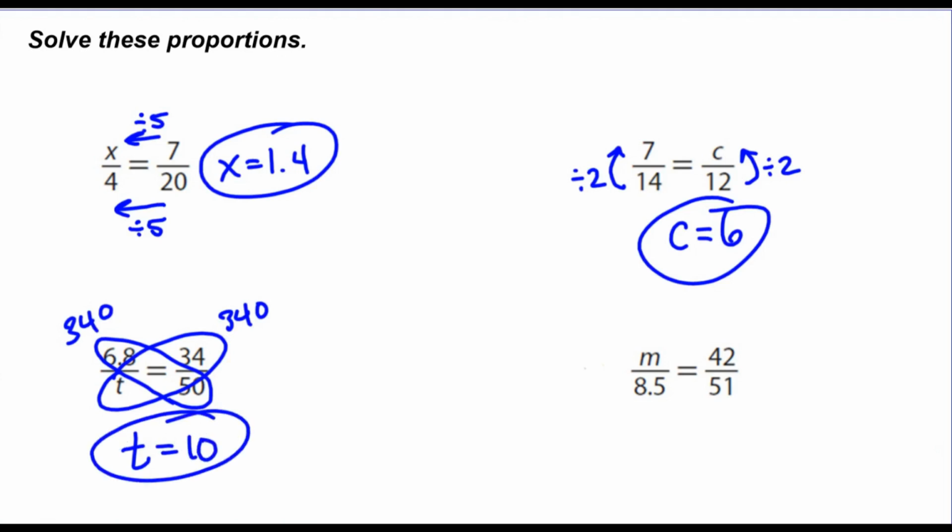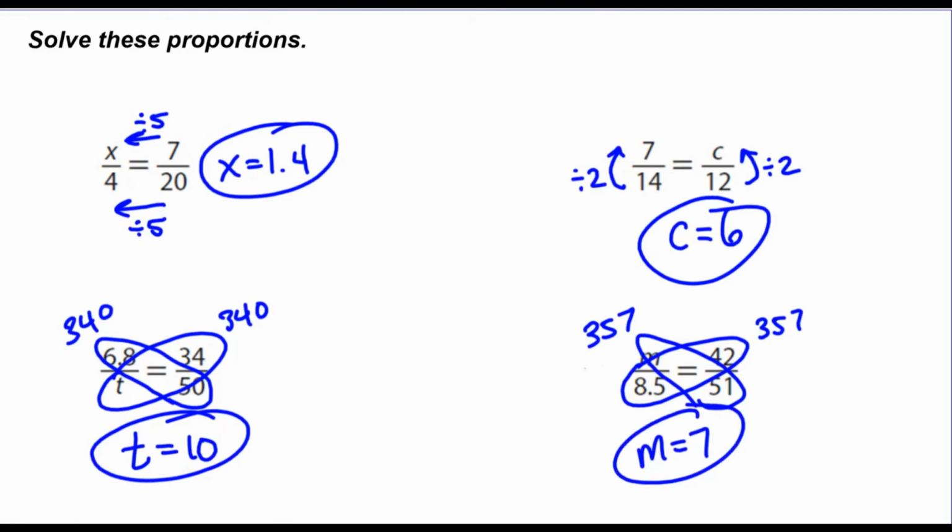And then finally, again, here there is a horizontal relationship here, but again, a decimal is present, so probably use the cross products. 8.5 times 42 is 357. That means 51 times m has to be 357 as well. So 357 divided by 51 will tell me what m is, and that gives me 7 when I divide that. So there we have solved these proportions using combinations of either horizontal relationships, vertical relationships, or cross products, using those three strategies.